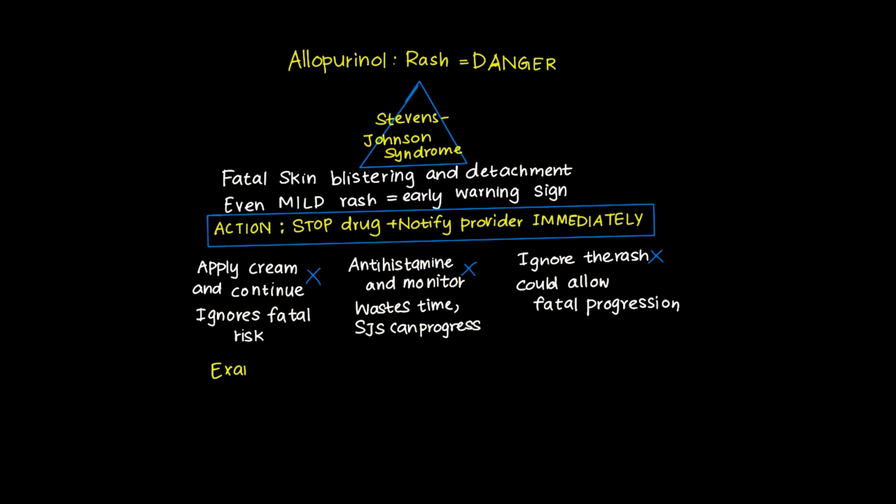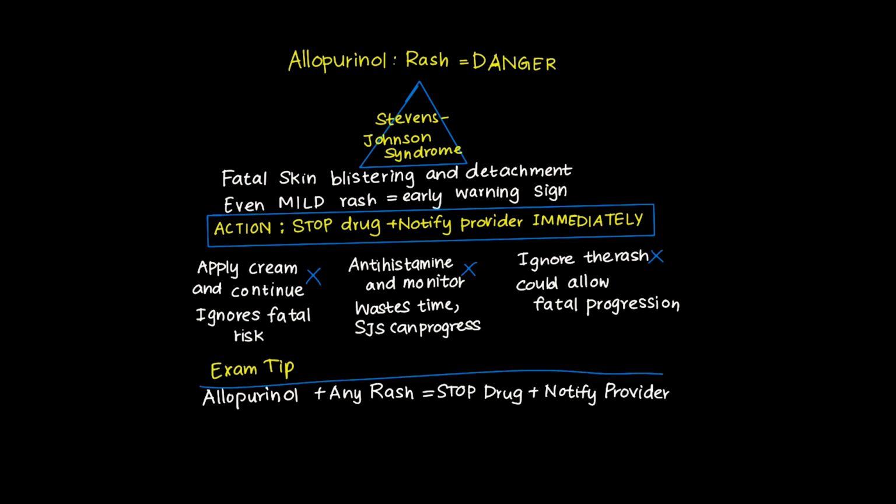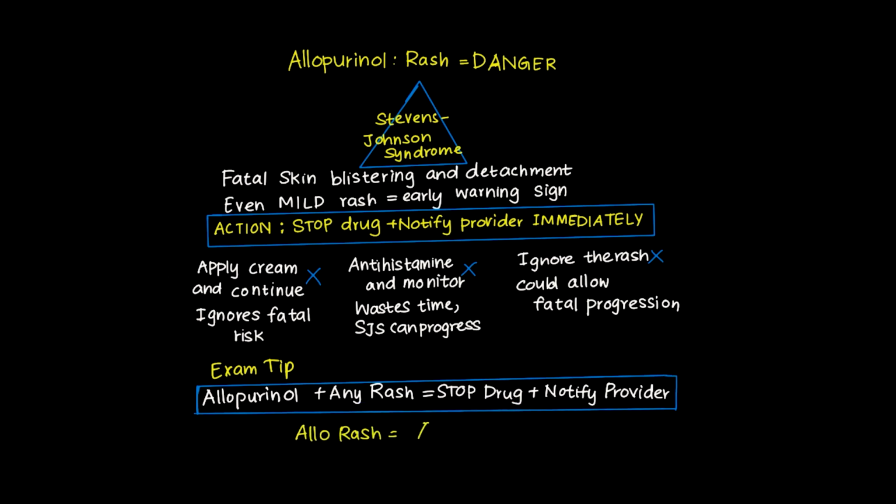Here is a WGU D441 OA exam tip for you. Allopurinol plus any rash, even mild, equals stop the drug and call the provider. Stevens-Johnson syndrome is the reason. Do not treat the rash. Stop the cause. Quick recall hook: Allo rash equals all stop. Any rash on allopurinol means stop everything and call.